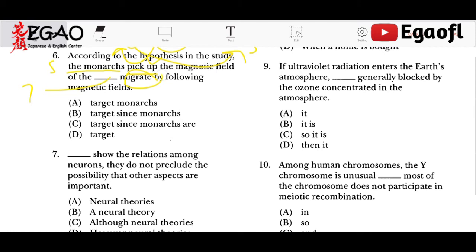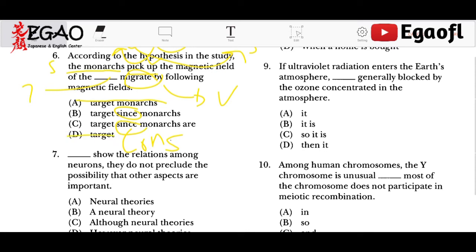And there is "migrate", here is the verb. So you need to put subject and also the connector, right? So which one is the subject and also the connector, or connector and also the subject? Target monads, there is no connector. Target since, yes, there is a since. Target since monads are okay. And then D is target, no connector.